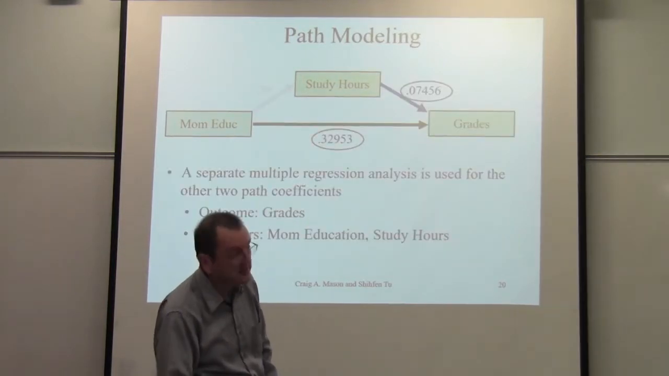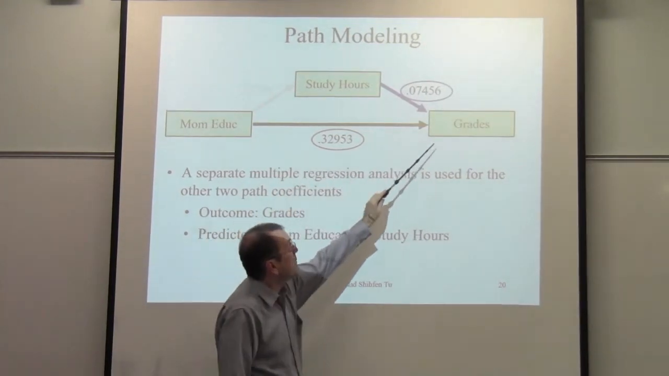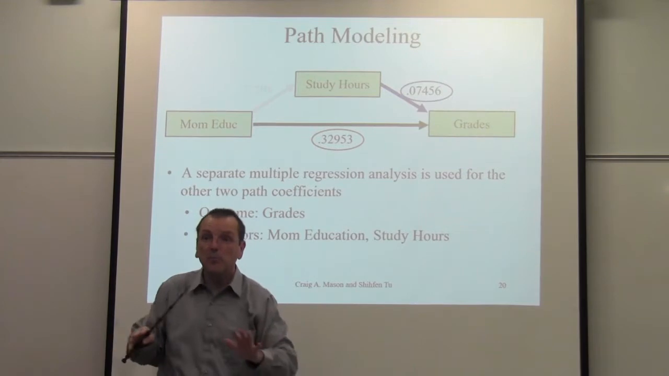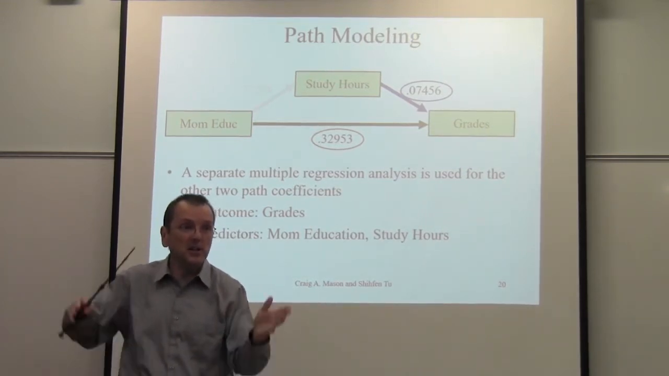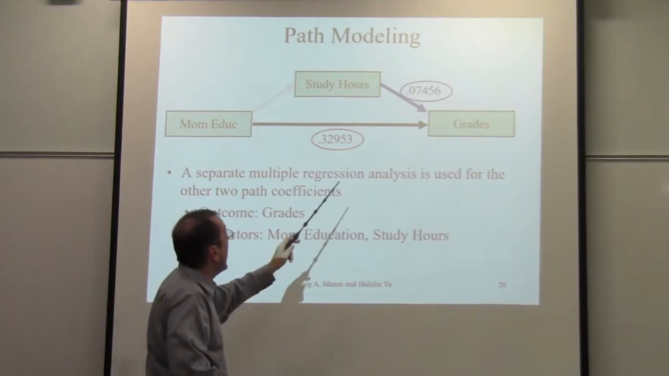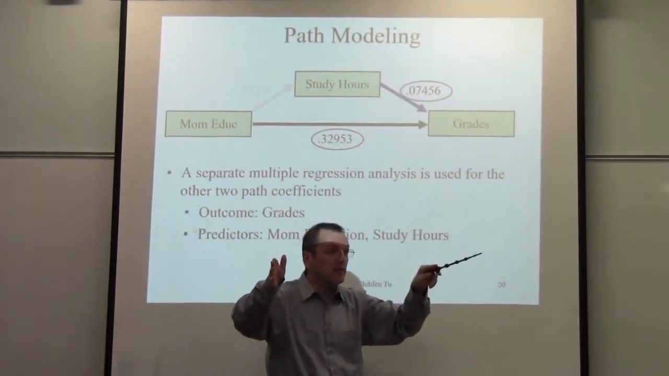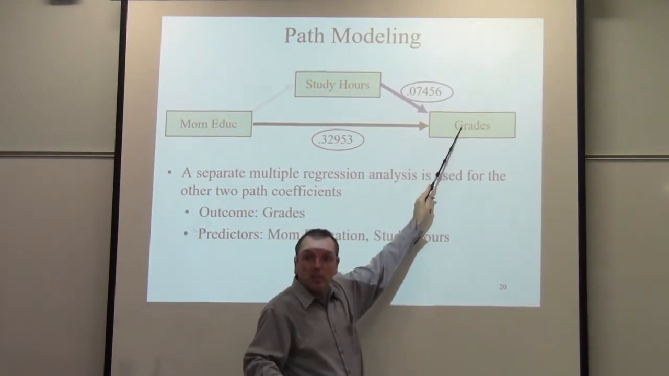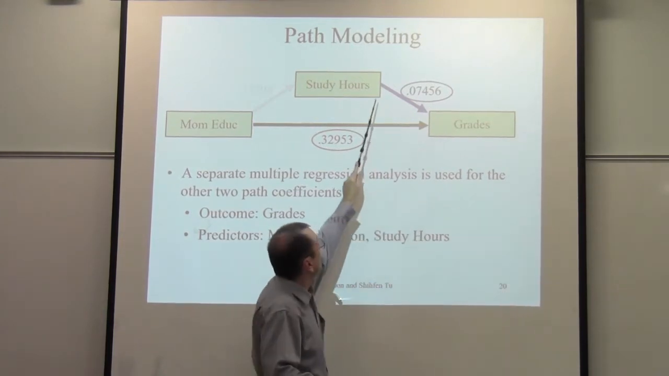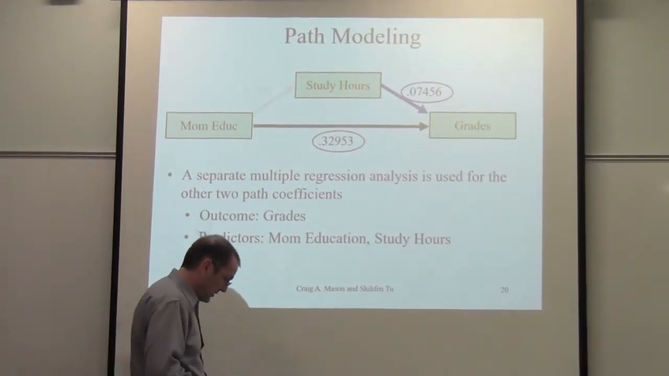The next step is now we do a completely additional multiple regression analysis. So we have to do two analyses. And now you just work your way through the model. Grades is the next variable in the model, so grades will now be our outcome, and we have study hours and mom's education as our predictors.